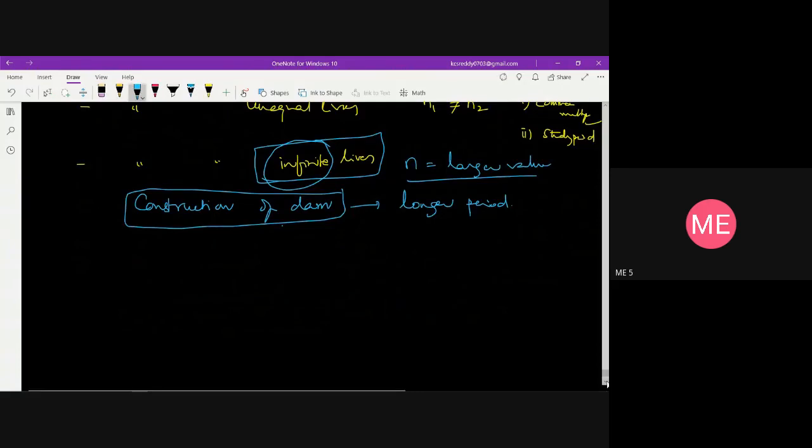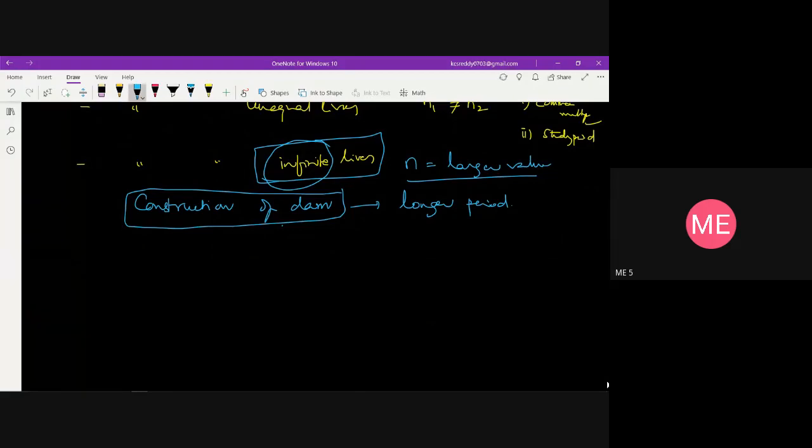Because what is the capitalized cost which I have to invest at time zero, so that this asset will last for longer? So in that case we need to find out the first cost. First cost means the initial cost which you are going to invest on the construction of the dam.